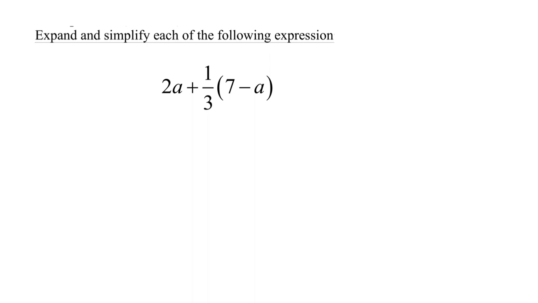Hello everyone, welcome to this part of the problem where we are required to expand and simplify 2a plus 1/3 of 7 minus a. So the 2a is outside. Let's just do it there first. Do take note. Now we attempt to simplify this. And there's a positive 1/3 multiplied by 7. This will give me positive 7 over 3. Positive 1/3 multiplied by negative a. Negative 1/3 a.